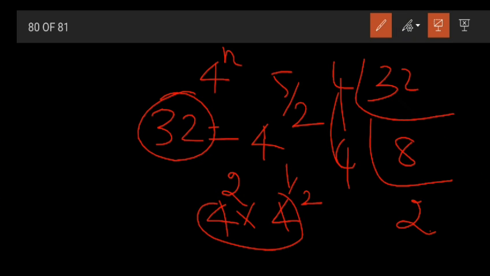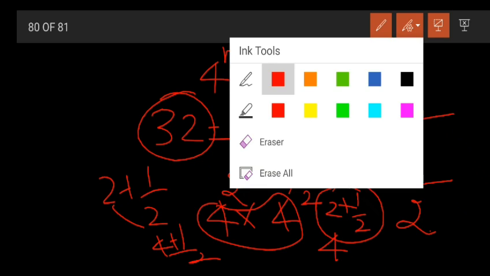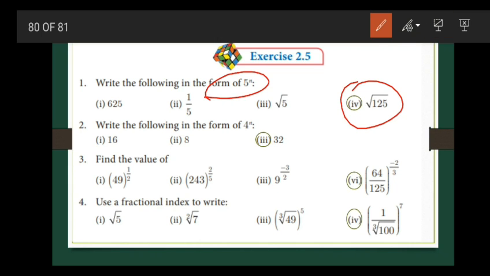So when we are multiplying the same base, we have to add the powers. Okay, that is the rule. So 4 to the power 2 plus 1 by 2. Now we have to add this 2 plus 1 by 2. Take the LCM, LCM will be 2. So 2 into 2 is 4, plus 1, by 2, when you add these two things, 5 by 2 you will get. So answer is 4 power 5 by 2. Okay, now see the third one.